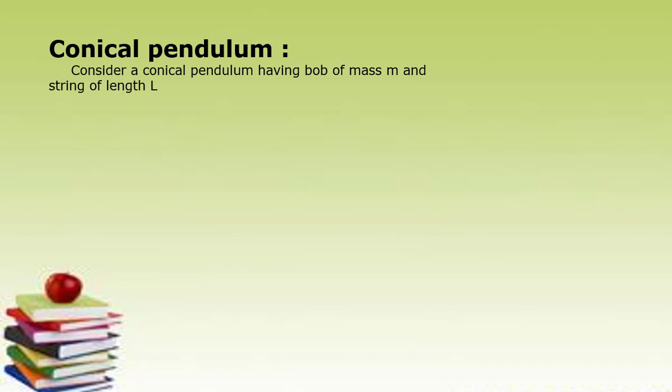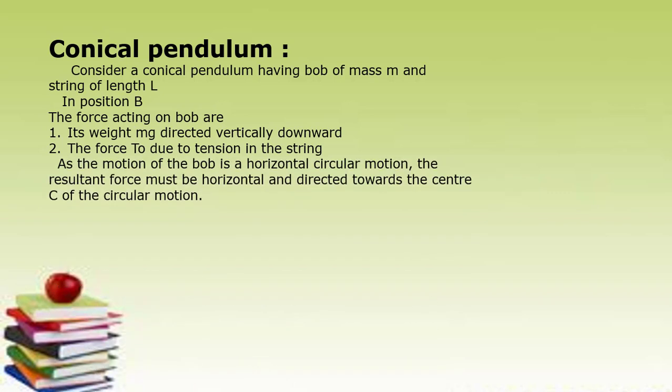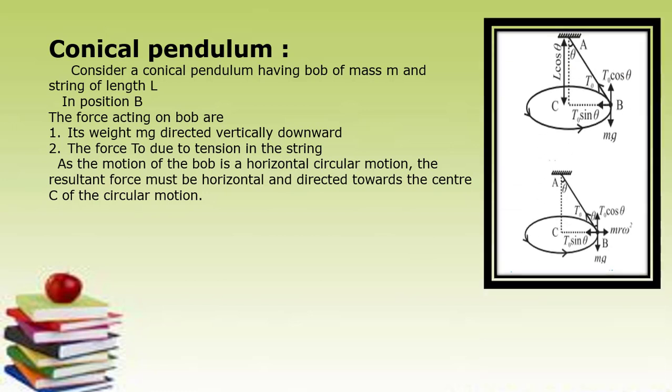Equation of conical pendulum. Consider a conical pendulum having a bob of mass m and a string of length L. In position B, two forces act on the bob: its weight and its tension. Now, the motion of the bob is horizontal circular motion. The resultant force must be horizontal and directed towards the center C of the circular motion. The two forces are the tension and the weight. The tension is divided into two components.